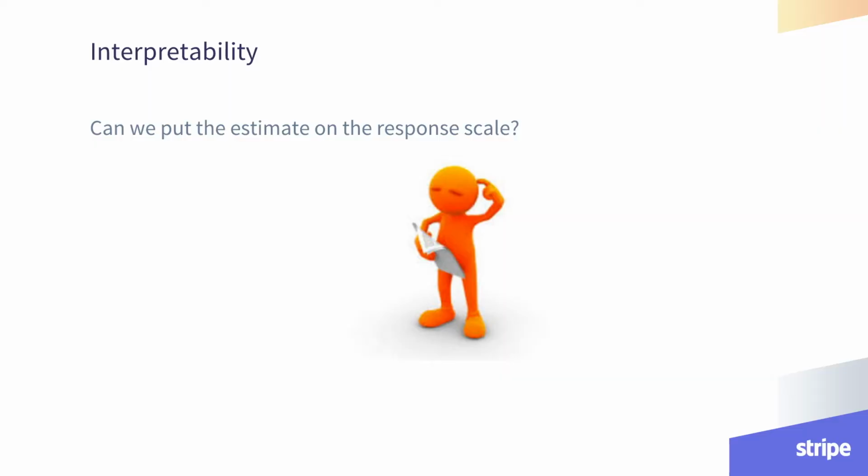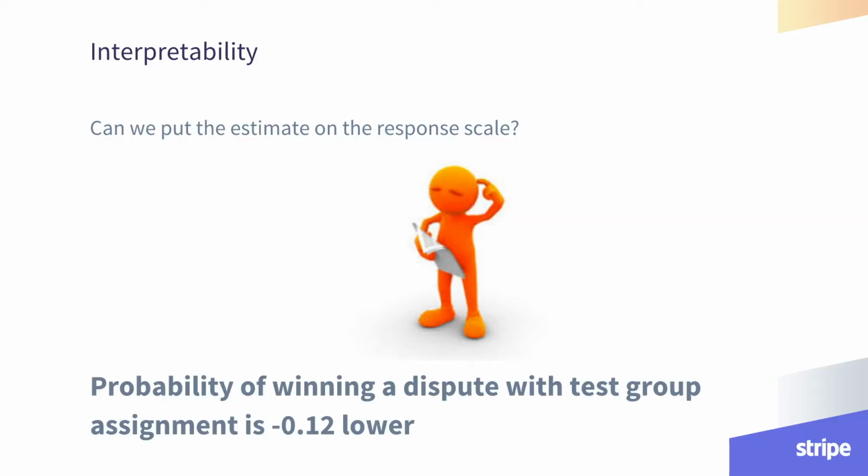This really puts a pretty heavy restriction on interpretation. So instead, we decided to calculate average marginal effects for test group membership with the probability of winning a dispute. And here we saw that the probability of winning a dispute with test group assignment was actually 0.1 or 0.12 lower. Again, this is a pretty stark contrast from our original estimate, both in direction and magnitude.